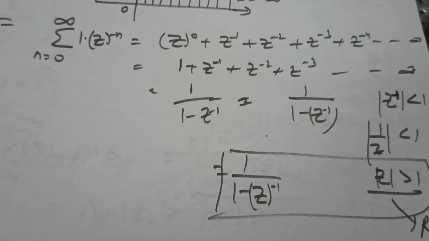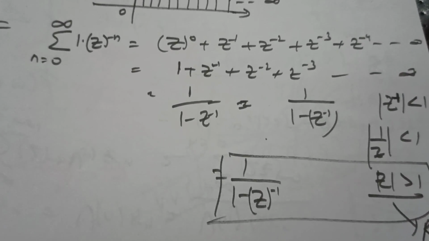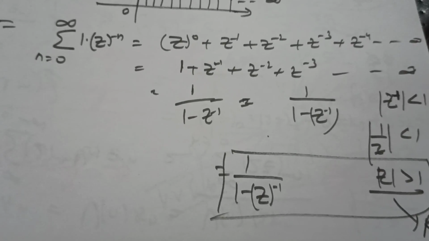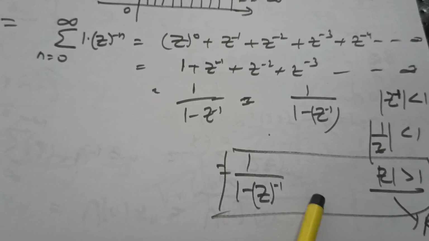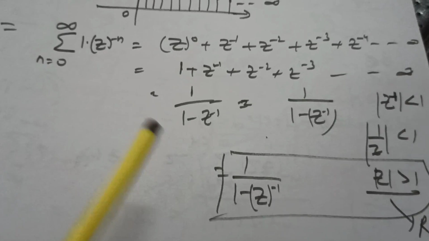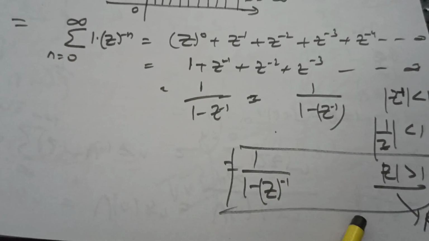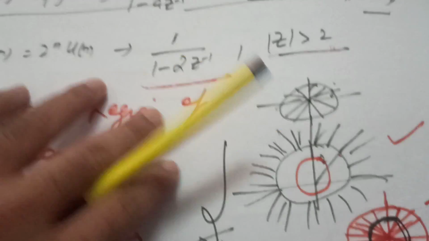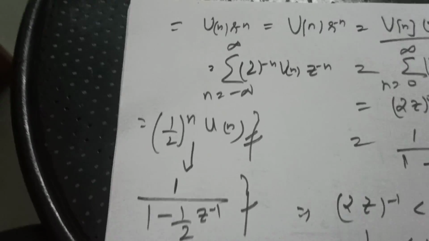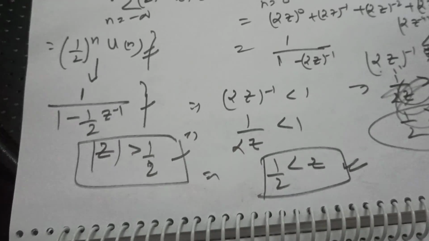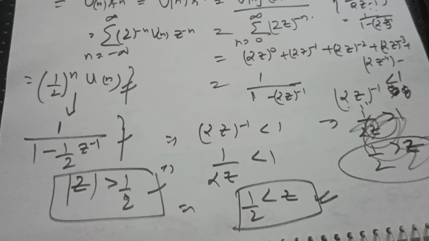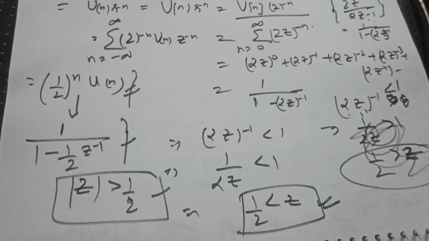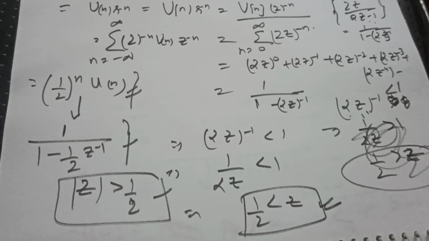only for those Z whose magnitude is greater than 1, or I can say in simpler language that the ROC, the region of convergence of this particular sequence, is mod of Z greater than 1. And I am again going to emphasize one more very important thing. A Z transform written without the ROC is null and void. It doesn't have any significance, it means nothing.